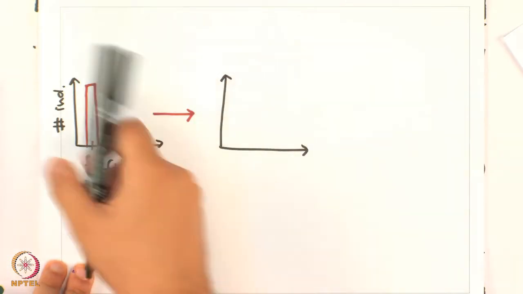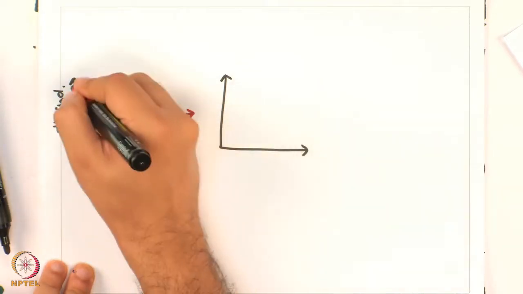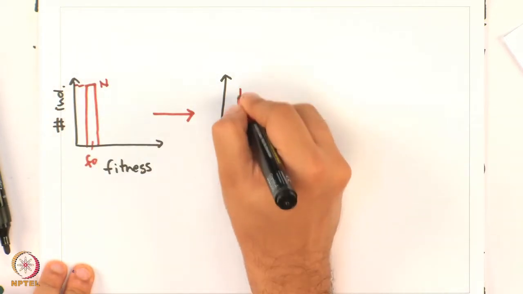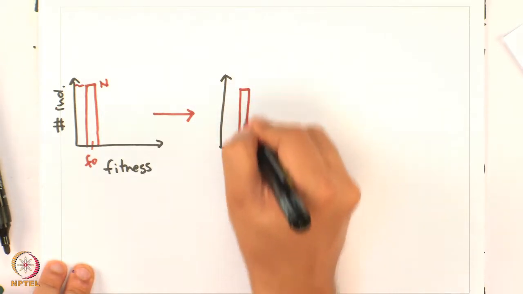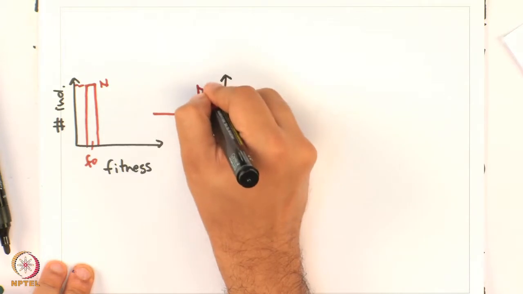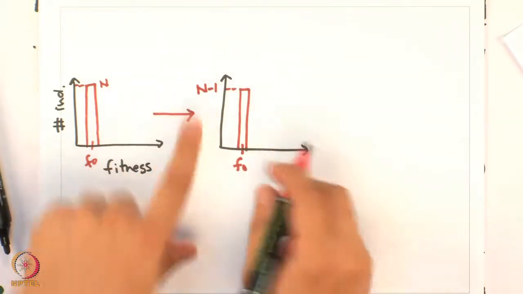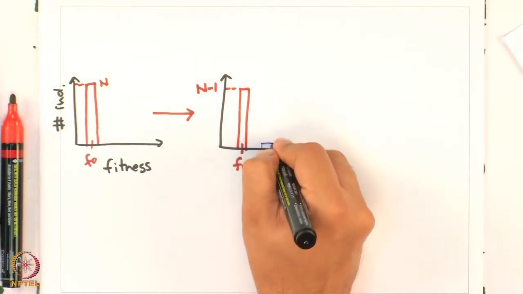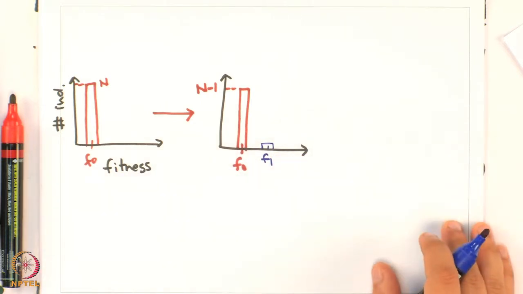I might have a case where this is n. A first beneficial mutation happens. That means the number of individuals which are present at F naught come down to n minus 1. So, I have one mutant individual present in the population and that mutant is present at a fitness equal to F1 where F1 is more than F naught.